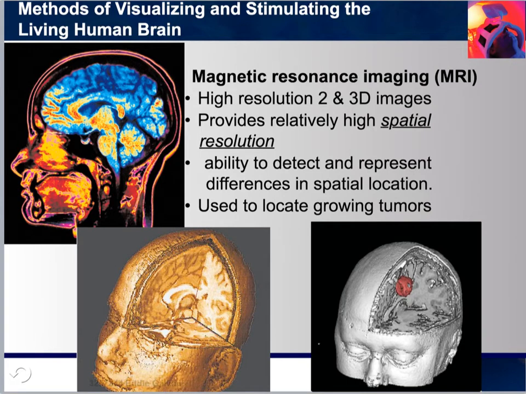The success of the CT scan was a very good platform for the development of other techniques so that we could obtain better images of the inside of a living body. The MRI is clearer than CAT scans. It provides high-resolution, two-dimensional and three-dimensional images, and it is very good at providing relatively high spatial resolution. That is, the ability to detect and represent differences in spatial location. Because of this spatial resolution provided by the MRI, it is often used to locate growing tumors.